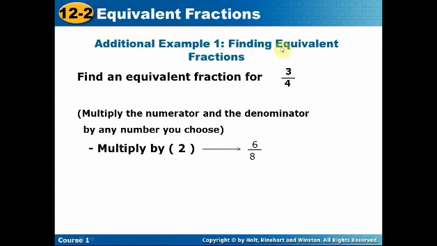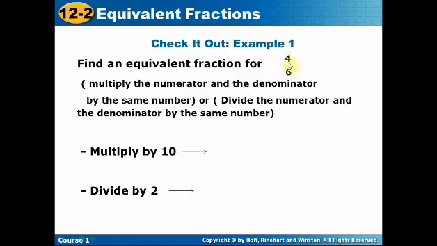Now, how can we find the equivalent fractions of a given one? For example, find an equivalent fraction for 3/4. Multiply the numerator and the denominator by the same number, any number you choose, but they must be multiplied by the same number. For example, multiply by 2. 3 times 2 equals 6, and 4 times 2 equals 8.